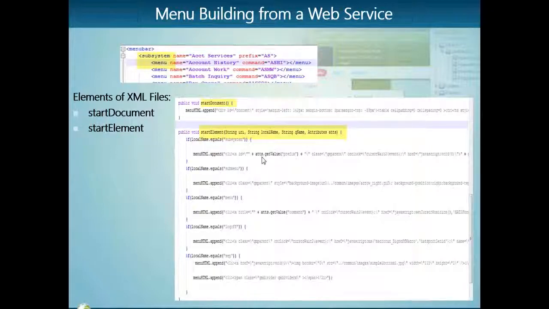For instance, let's list the prefix and name values for the account service subsystem. Once the elements are encountered and their attributes are fetched, our class appends HTML code to the menuHTML buffer. This code creates a menu of items using the prefix and name attributes as fetched from the XML.